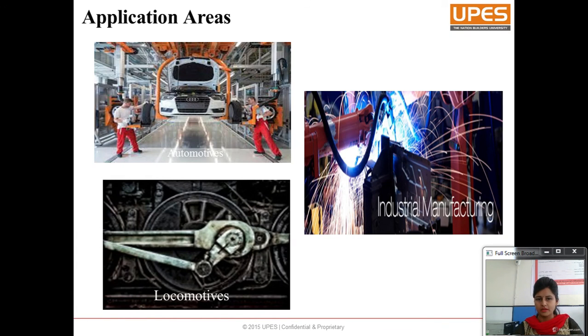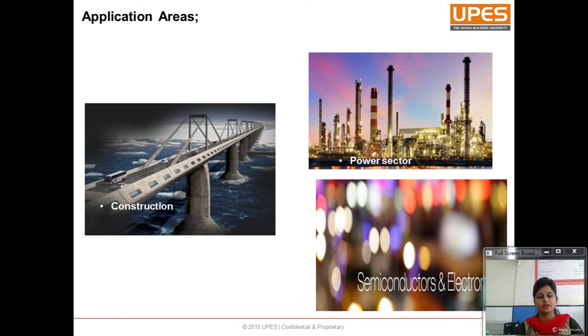These are some of the application areas of mechanical engineering: automotive sector, industrial manufacturing sector, locomotive sector, construction, power sector, semiconductor and electronic sector. Solar engineering is nowadays utilizing semiconductors, electronics and nanotechnology to improve the efficiency of harnessing solar energy, which is a part of mechanical engineering.